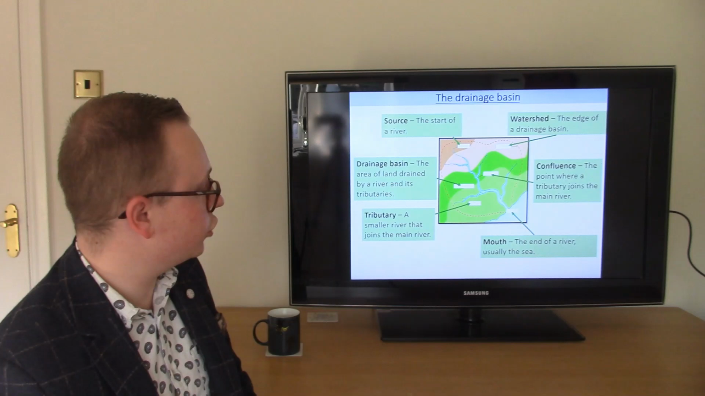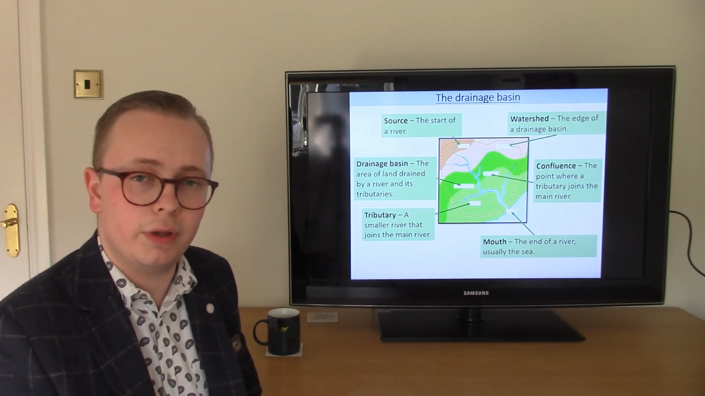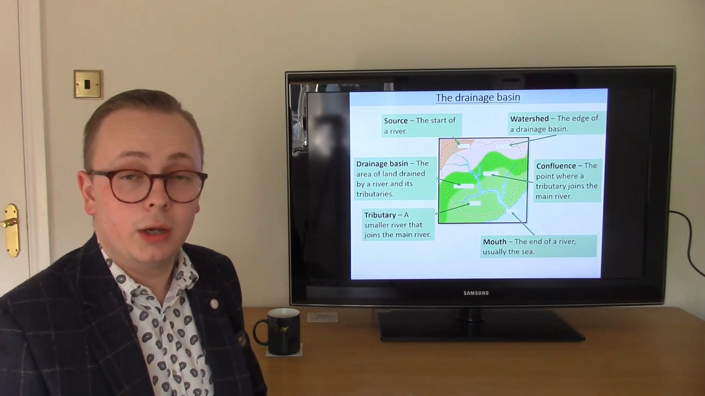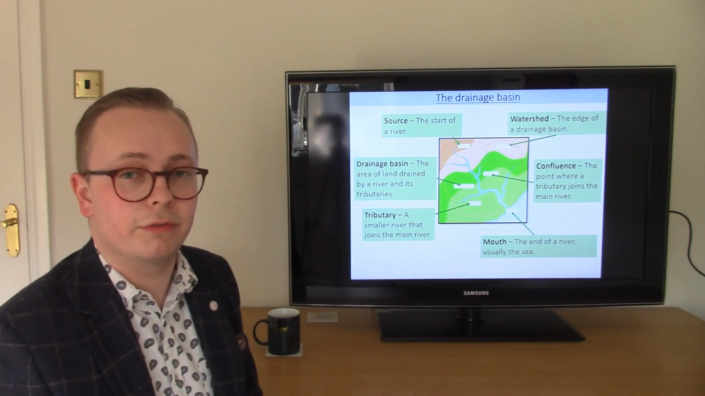And this is known as a confluence. This is a point where two rivers meet. So where a tributary joins a main river, we've got a point of confluence. That's more important later on in this topic where we think about flooding. If you live near a point of confluence, you're at an increased risk of being affected by flooding.